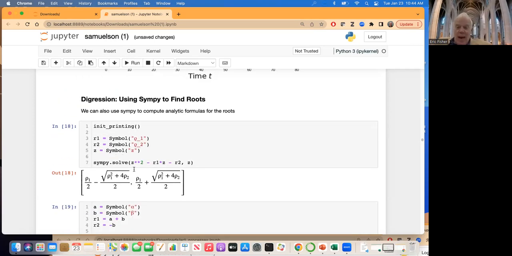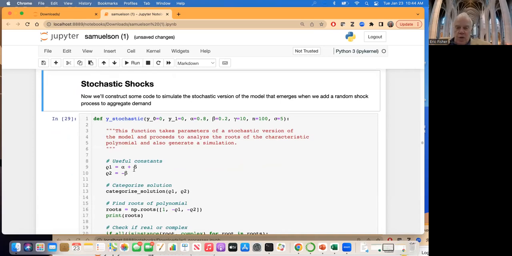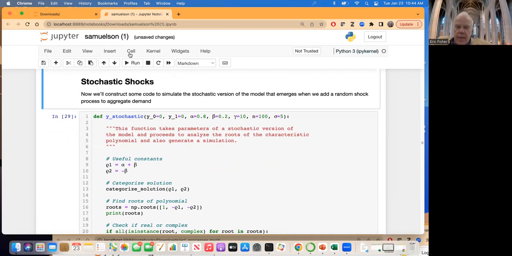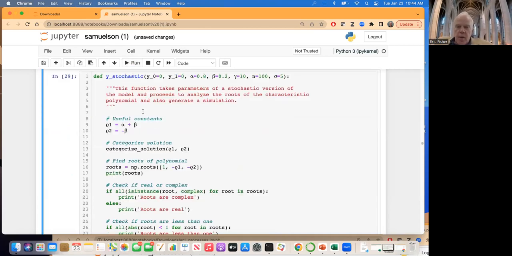All right, now the last thing we're going to do is the same thing, but we're going to have stochastic shocks. So let's look at this new subroutine. And that's what you're supposed to do for your homework. We're giving it two initial conditions. We're giving it an alpha and a beta. Those are the two parameters.